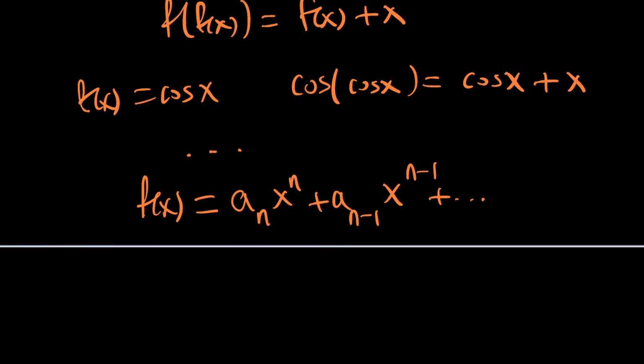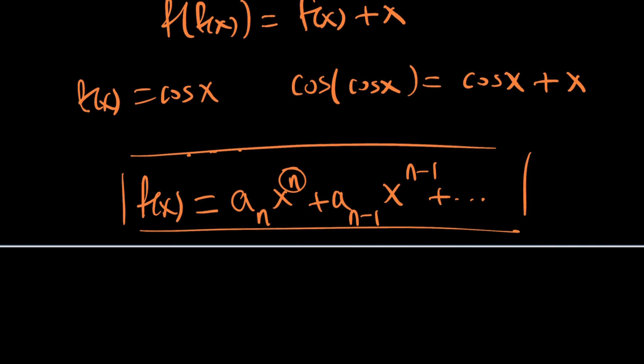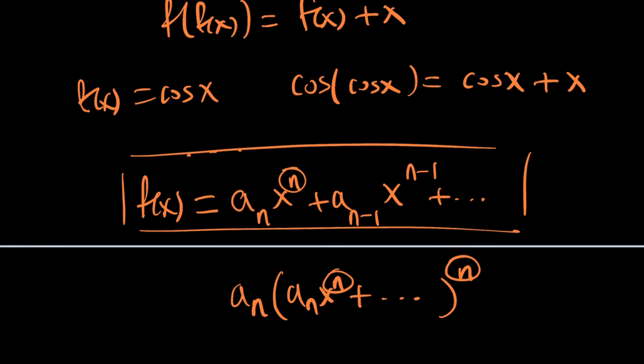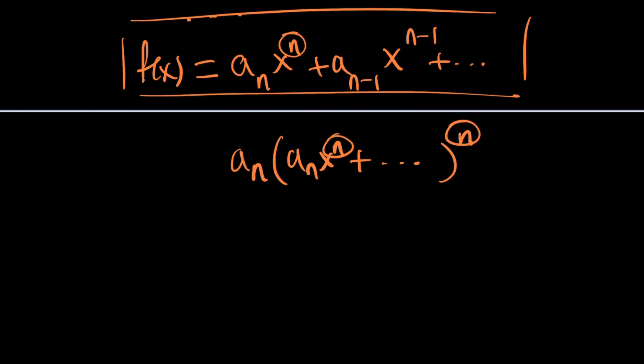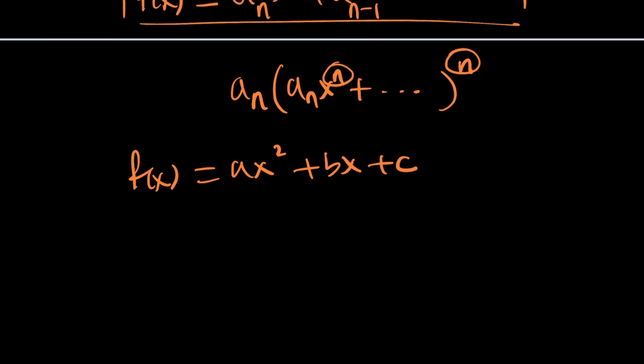Here's the problem. If you compose f with f, like f of f, the degree will change, right? As soon as you replace x with something like this, and raise it to the nth power, you're basically raising n to the nth power. That's going to give you n squared. Did I say double? I meant n squared. So think about it this way. Can f of x be quadratic? Let's think of it this way. It's a lot easier to think of quadratics and linear functions, and so on.